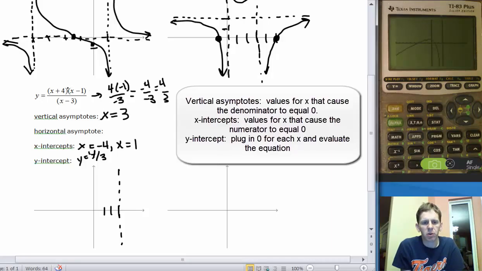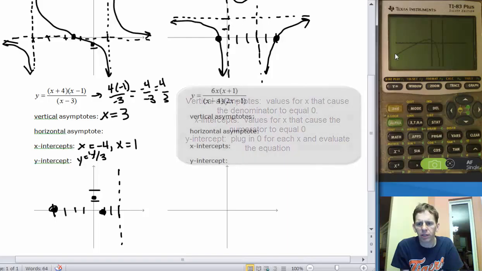For our x-intercepts, there are two values that cause our numerator to equal 0. Those would be -4 and +1. So our graph has 2 of these x-intercepts. We'll plot those right here at -4 and 1. There's one y-intercept. It's located at 4/3, which is about 1.3 repeating. So we'll put a point here.